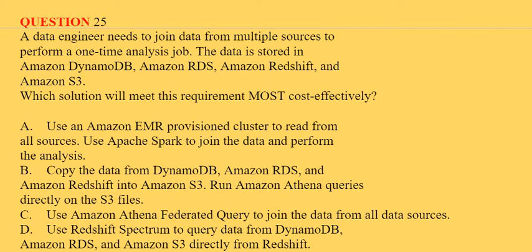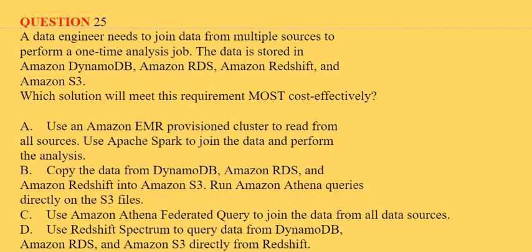Option A. Use an Amazon EMR provisioned cluster to read from all sources. Use Apache Spark to join the data and perform the analysis. Option B. Copy the data from DynamoDB, Amazon RDS, and Amazon Redshift into Amazon S3. Run Amazon Athena queries directly on the S3 files.